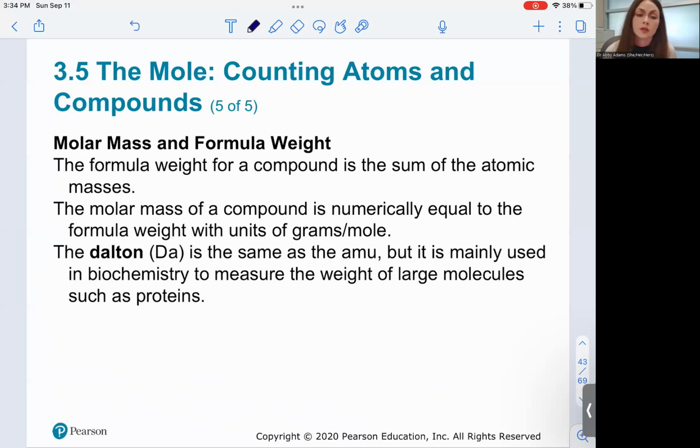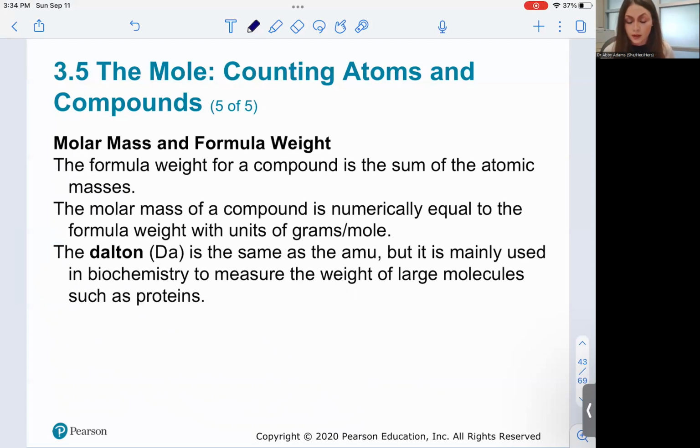So the formula weight for a compound is going to depend on several different atomic masses. You're going to add those together. We're going to do some examples, no worries. The molar mass of the compound is equal to the formula weight with units of grams per mole.